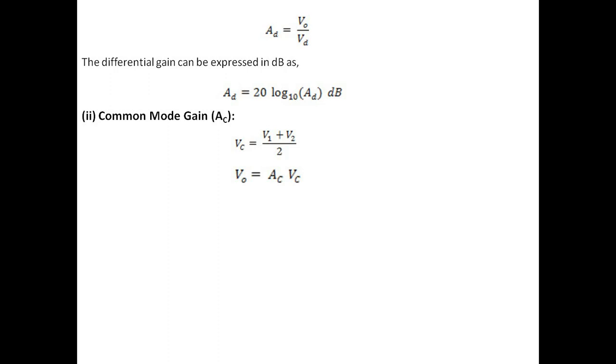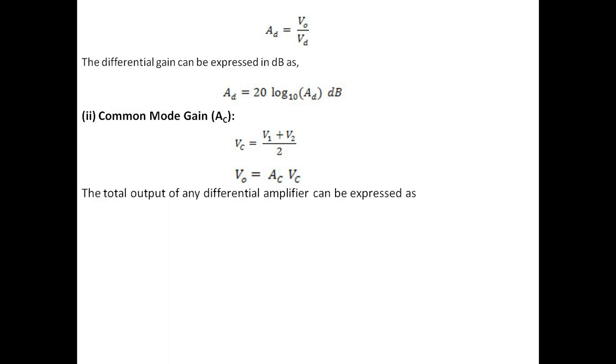This common mode is also going to affect the output, because the output consists of both AC as well as DC. Whenever you are amplifying any signal, we don't require any DC component being amplified along with the AC. In the previous case, V0 is equal to AD into VD, which belongs to the AC signal. Now let us say V0 is equal to AC into VC. This is the output voltage for the common mode gain, and VC is the common voltage for the two signals.